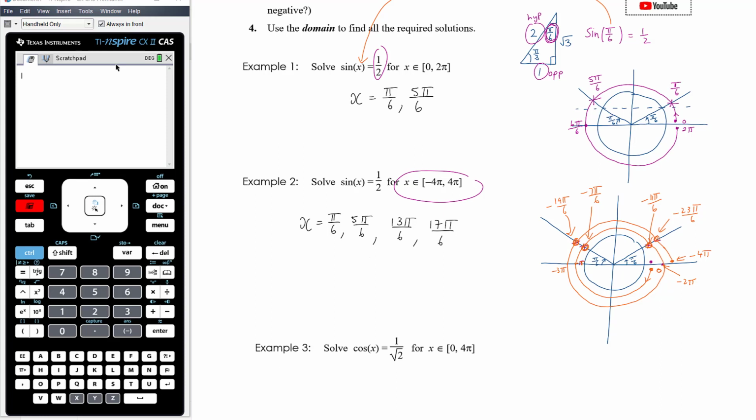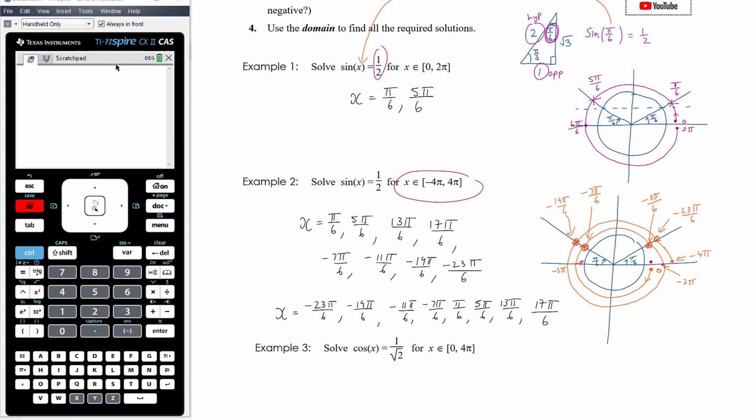So our negative solutions are going to be, what have we said here? Negative 7 pi on 6, negative 11 pi on 6, negative 19 pi on 6, and negative 23 pi on 6. Now, it's nice if we wrote those all in order, but it's not necessary. But if we write them in order, from smallest to biggest: negative 23 pi on 6, negative 19 pi on 6, negative 11 pi on 6, negative 7 pi on 6, pi on 6, 5 pi on 6, 13 pi on 6, and 17 pi on 6.